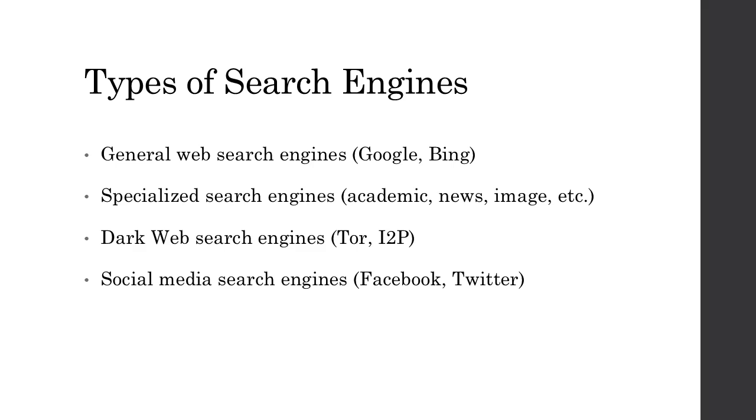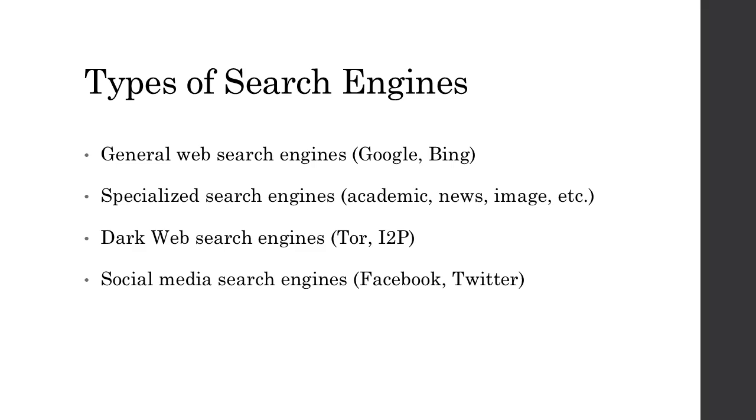3. Dark web search engines. These are like secret search tools that help you find hidden websites and information on the dark web, a part of the internet that's not easily accessible. Think of Tor or I2P as special passwords to access this part of the internet. 4. Social media search engines. These let you search within social media platforms like Facebook, Twitter, or Instagram for specific posts, people, or content.